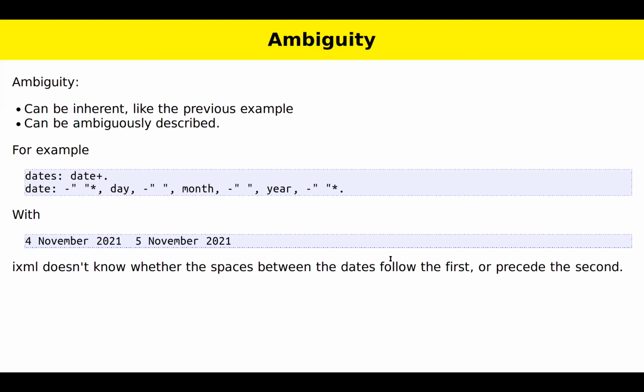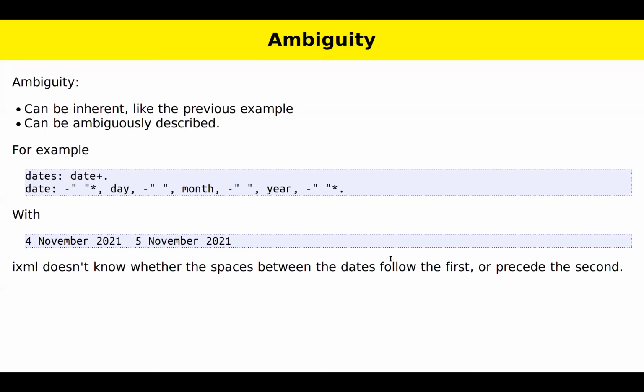So for instance, if I define dates as just date plus, in other words, a string of dates, and a date could have both spaces before and after it, then if I've had two dates like 4th of November 2021, some spaces, 5 November 2021, ixml wouldn't know if those spaces are following the first date or preceding the second, or maybe a bit of both. So you have to be careful how you define your rules so that you don't make ambiguity.